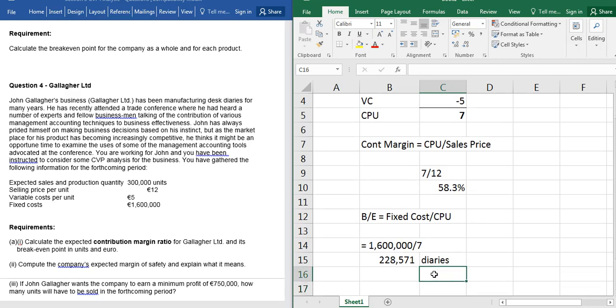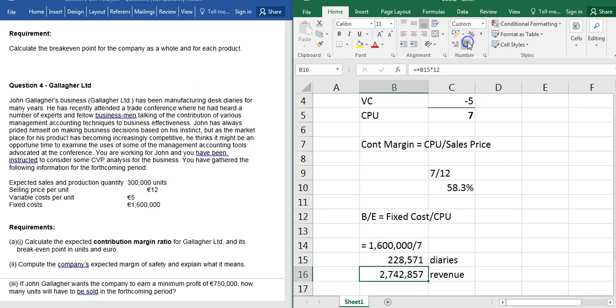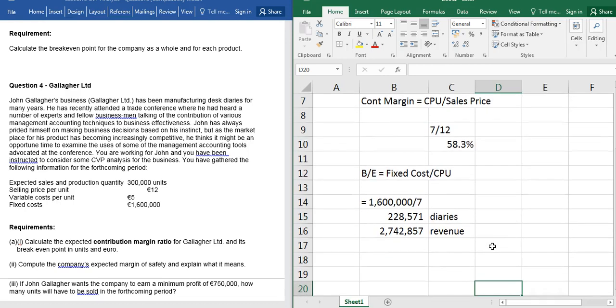So that's how many diaries, and if you sell that amount of diaries times 7, it'll just earn enough contribution to pay off your fixed costs. And that is what's called your break-even point. You neither make a profit nor a loss. So then the revenue you need to earn is really just the units times the sales price, 228,571 times your 12, because you're selling each of them at €12. So you need to earn about 2.7 million euro of revenue to break even.